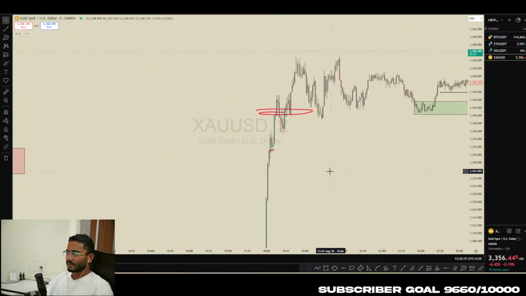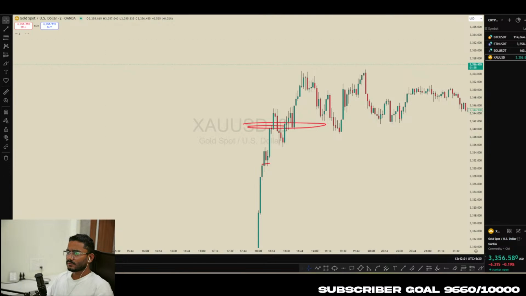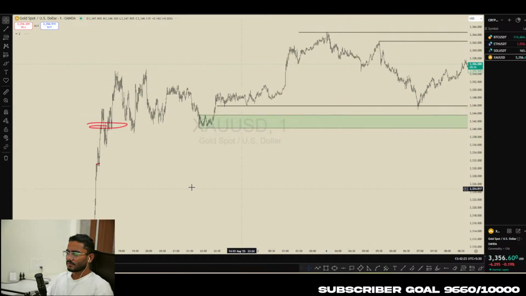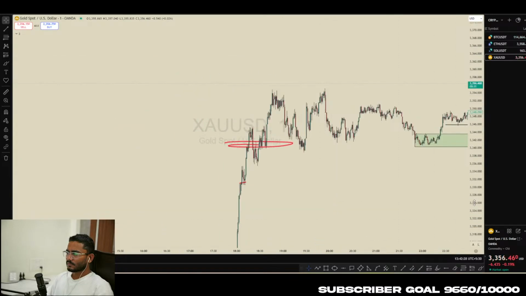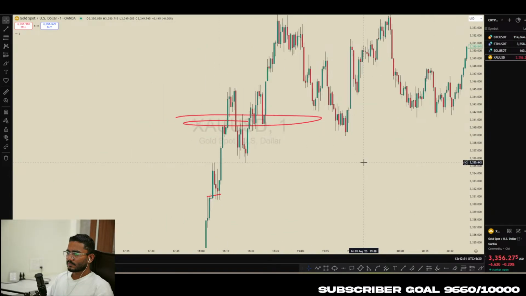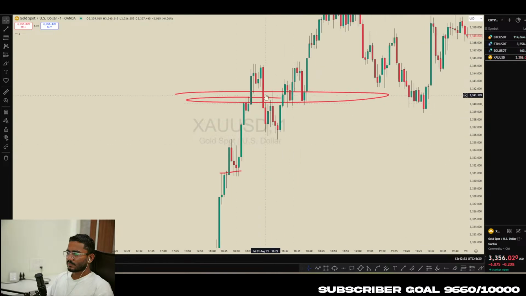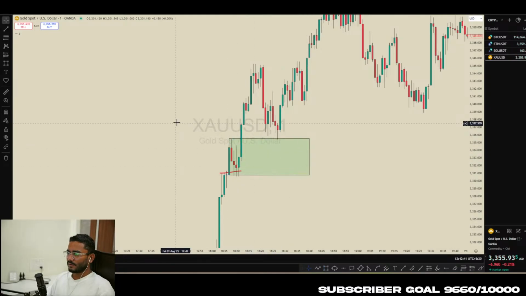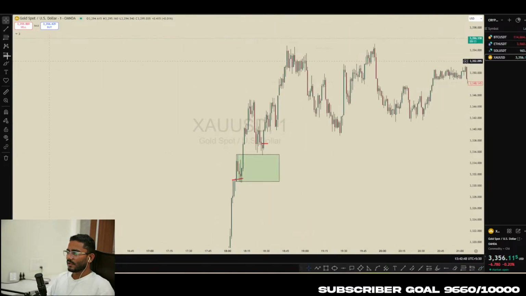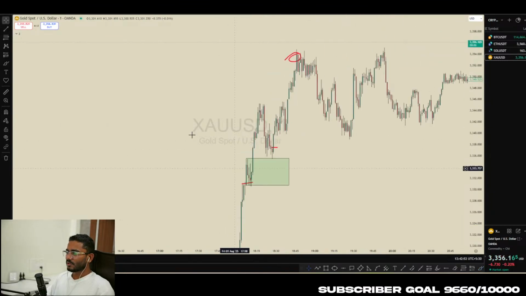And then here we have this area, price tapped. After engulfing, I entered here, and the target was the next, not next high, but 1:3, and the momentum was still going to the upside.